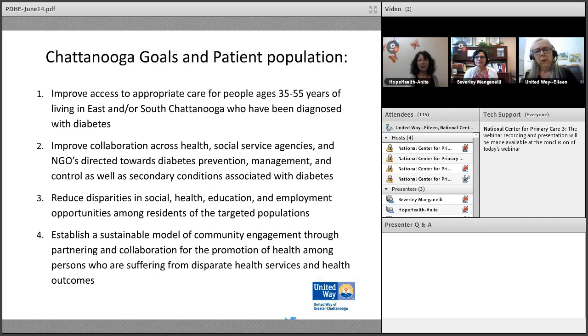But we've moved forward, particularly with the community issue, and I think that'll be described later on. If I go down through the list of goals here, if I go to goal 3 here, particularly reduce disparities in social, health, education, employment opportunities among residents of the targeted population, predominantly African American males, which the statistics are horrific in terms of comparison to the white counterparts, not only their diabetes, but their cardiovascular disease.